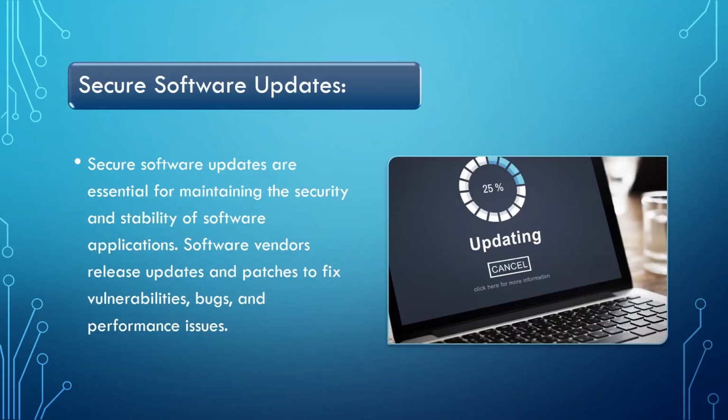The last thing is secure software updates. Secure software updates are essential for maintaining the security and stability of software applications. Software vendors release updates and patches that fix vulnerabilities, bugs, and performance issues. Regularly updating the software reduces the risk of hacking by attackers.